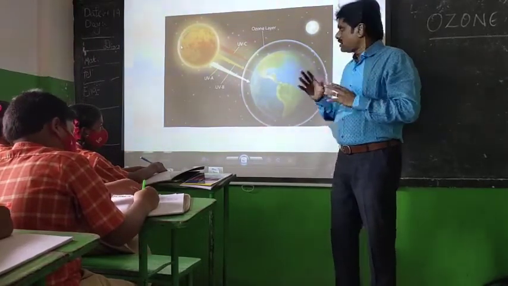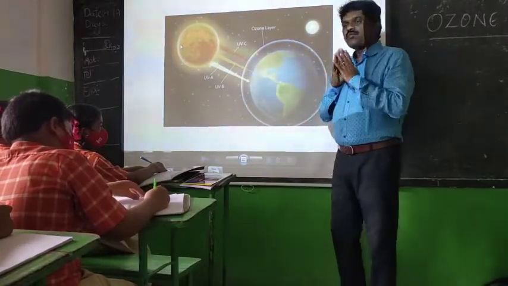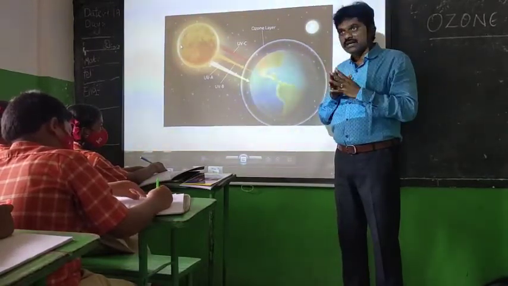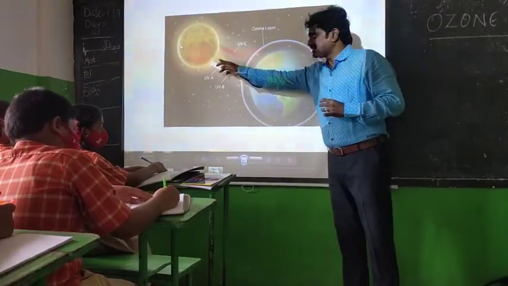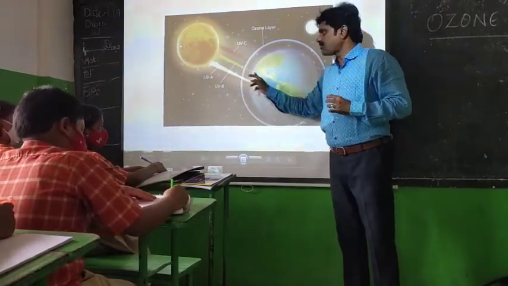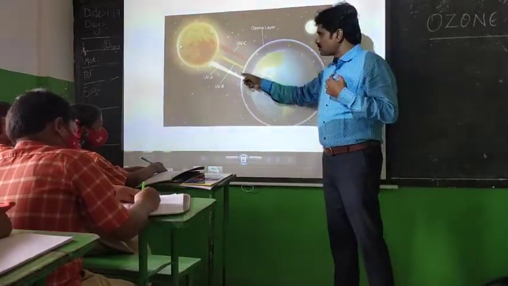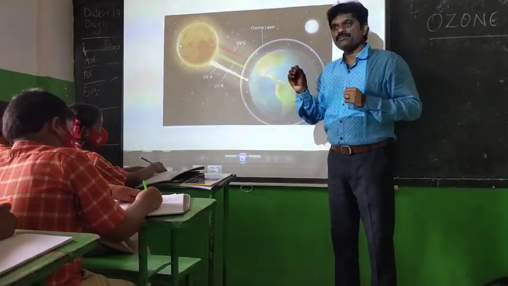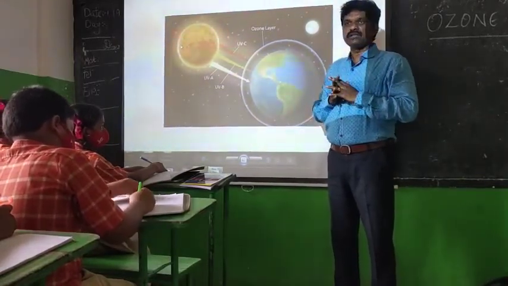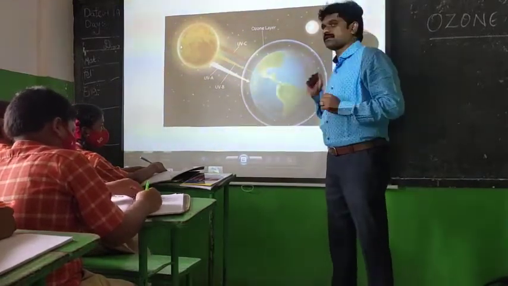Is it clear? So this ozone layer, which is around the earth, protects us from direct sun rays falling on the earth. This ozone layer is made up of ozone. Is it clear? So dear students, what is happening to this ozone layer?